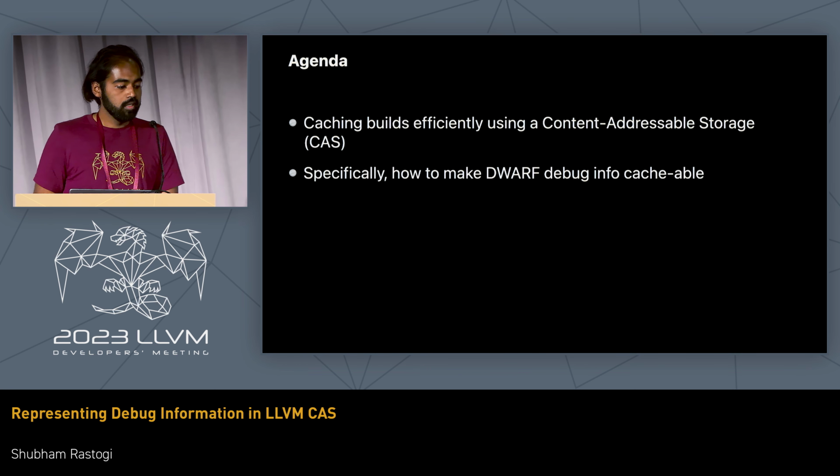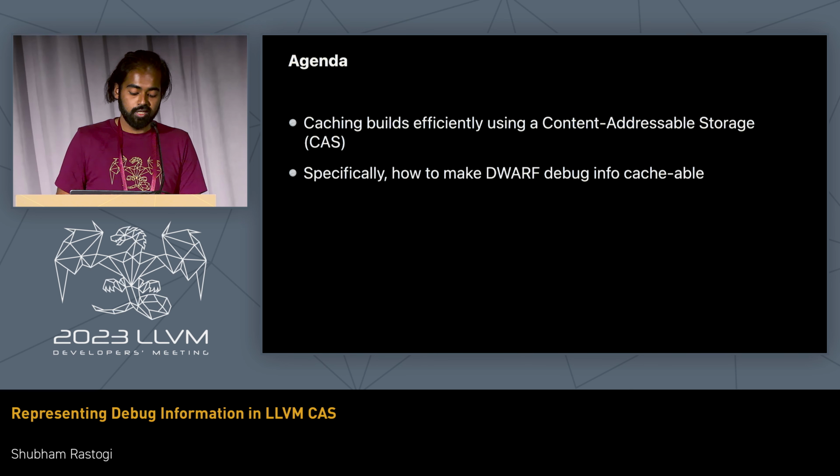So the agenda for today is going to be talking about caching builds efficiently using a content addressable storage, or CAS. Specifically, I want to talk about how to make DWARF debug information more cacheable.